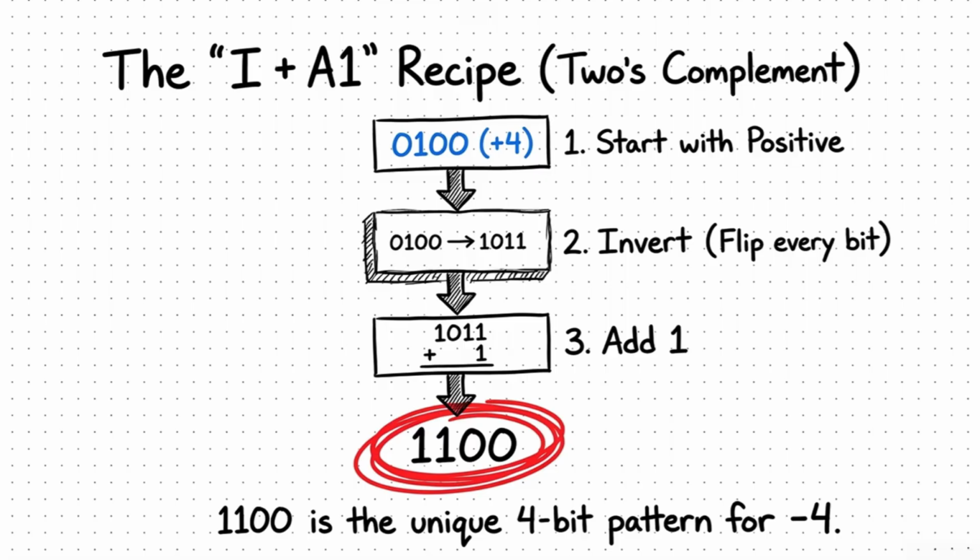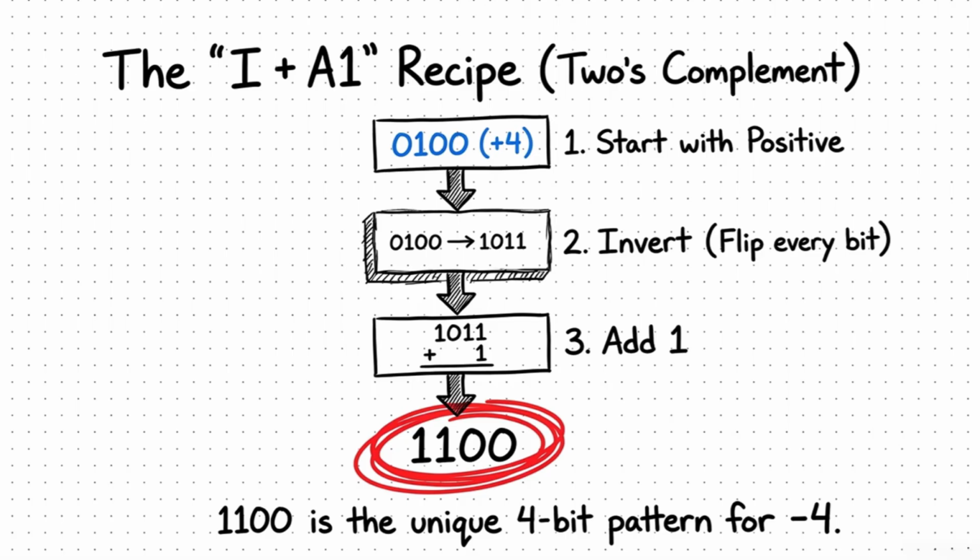Modern computers use a clever method called 2's complement. You can remember the process with the mnemonic I plus A1, which you should remember as invert plus add 1. Now let's see how to represent minus 4 in a binary number system. So we need to start with the positive number. So how do we represent positive 4? 0, 1, 0, 0, right?